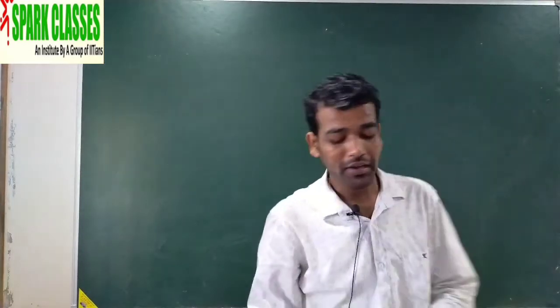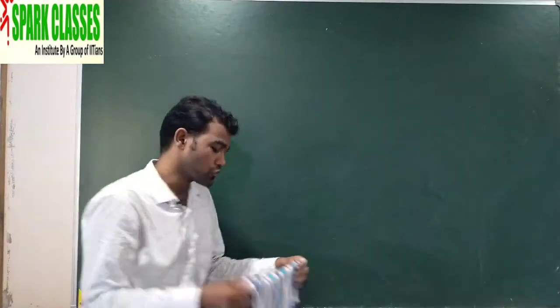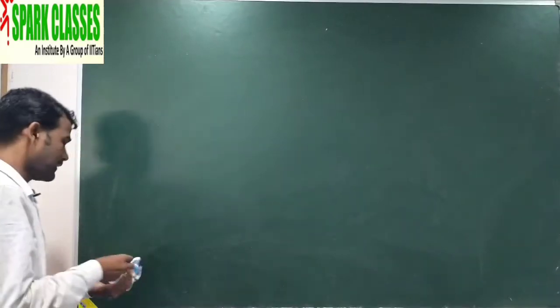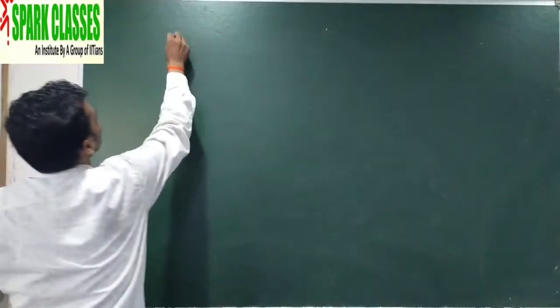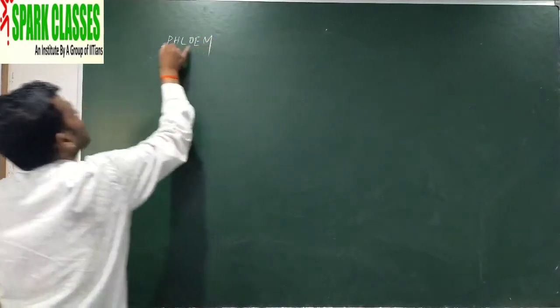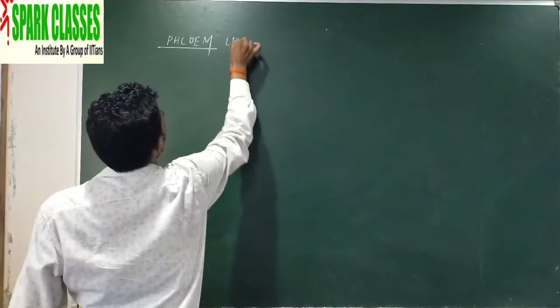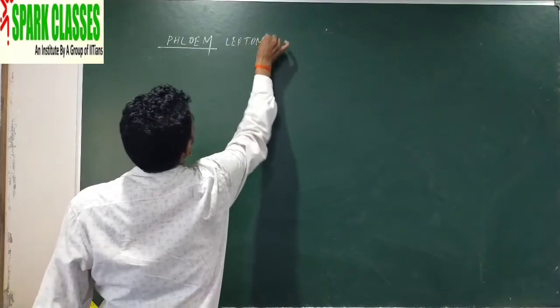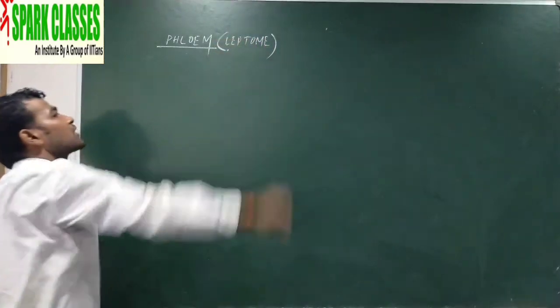What is phloem? Students, phloem is the conducting tissue which helps in conduction of organic food, mainly organic foods and some minerals. Enzymes and hormones are also transported. So next is phloem. Phloem is also called leptome. Xylem is also called hadrome.